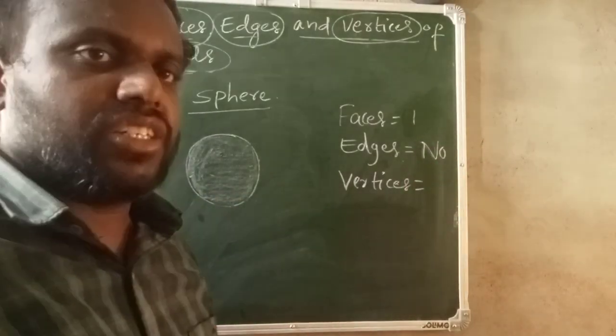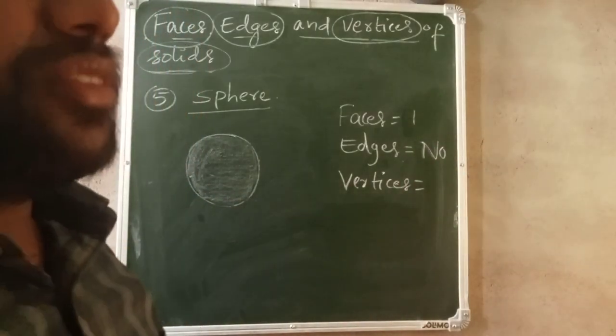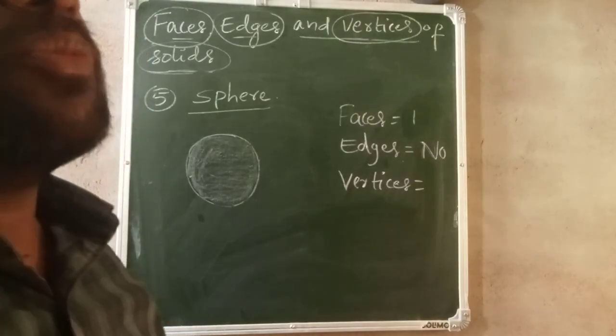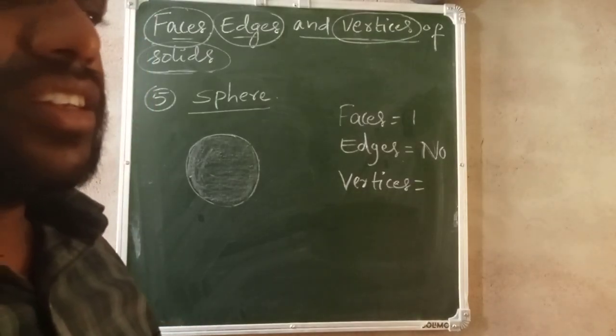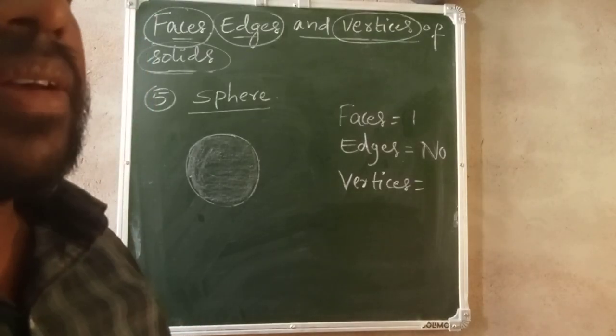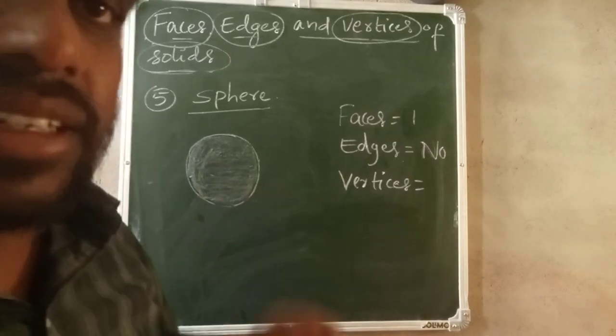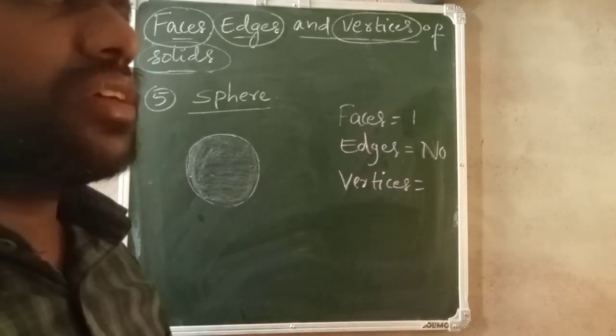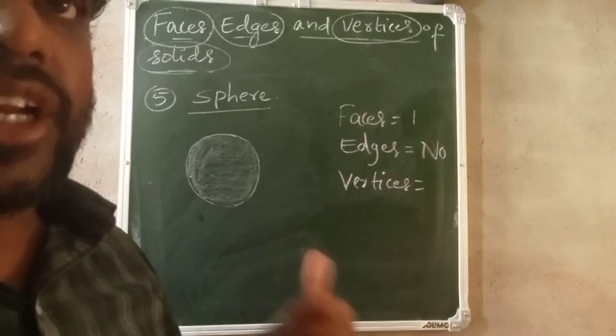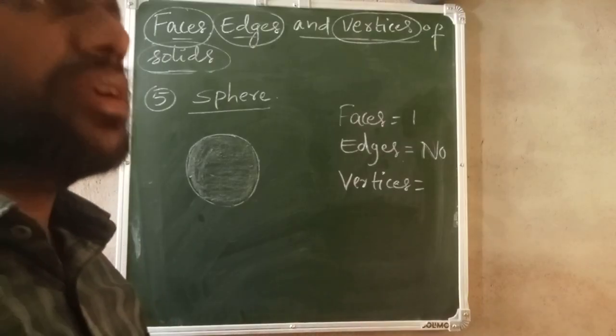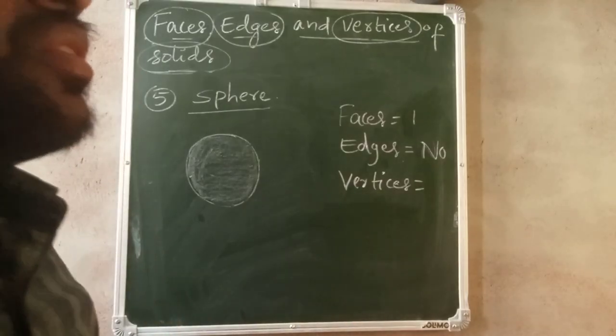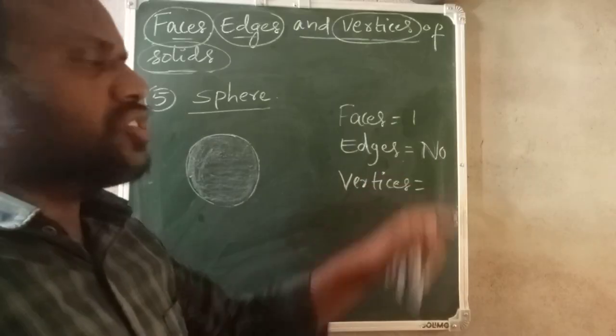Usually, when I say edge, there should be a straight line, or if you cut using scissors, we should get a straight line. But here we won't get that. Practically, if you try it, you may understand very well. But as of now, don't overthink. Just know edges is equal to no.